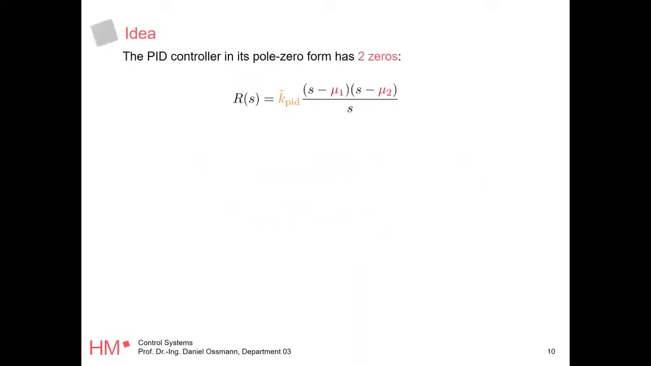Okay, so let's take a look at our PID controller in this series form, right? If you look at the transfer function of our PID controller, it basically has a pole at 0 and 2 zeros, right? These guys.